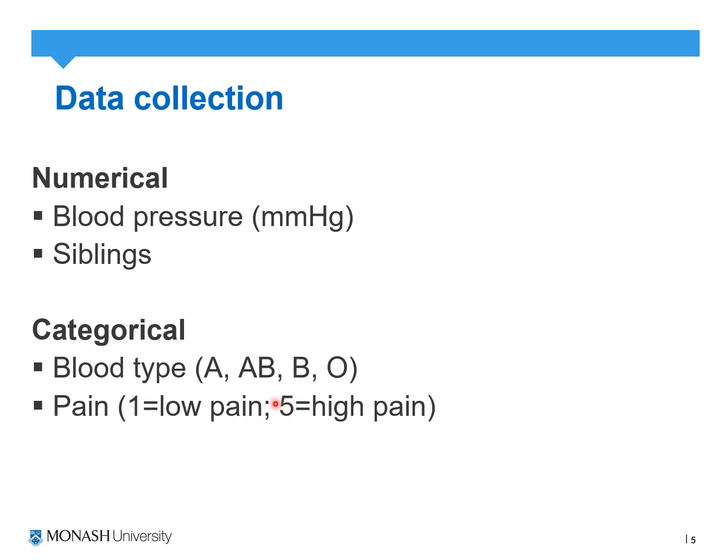5 is higher than 4, which is higher than 3, which is higher than 2, etc., etc. Whereas this type of categorical data, blood type, is nominal. There's no real order to it.